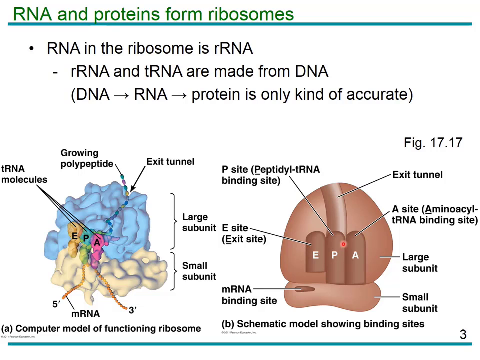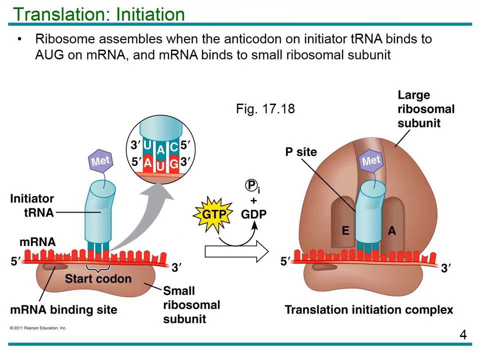The P site is going to hold our growing polypeptide, and the A site is where we bind what we call our aminoacyl tRNAs. These are tRNAs that are still attached to an amino acid. So now let's look at how this process of translation occurs in the ribosome. Translation begins when the small ribosomal subunit is going to bind to the mRNA, and the mRNA is going to bind to the initiator tRNA, the tRNA that binds to the start codon.